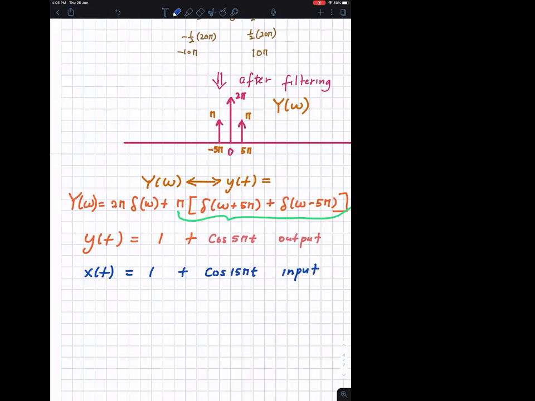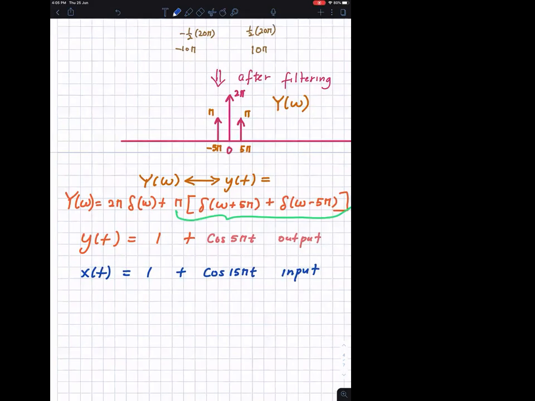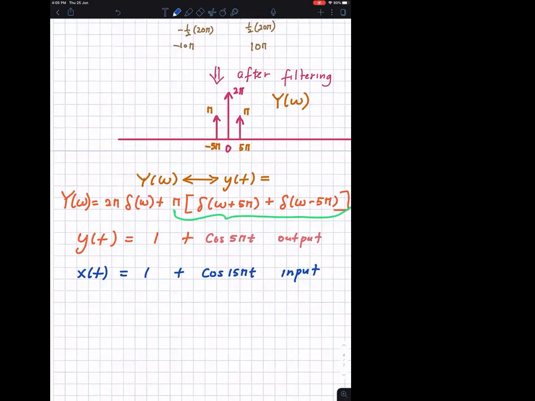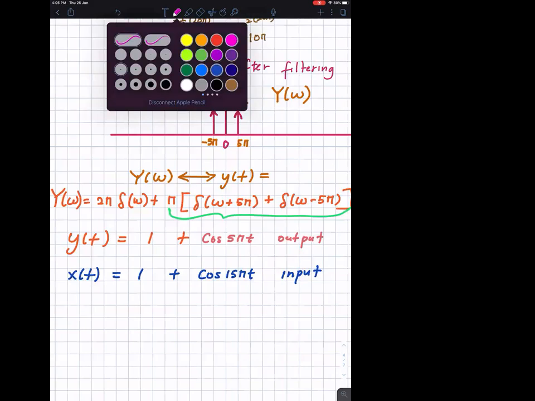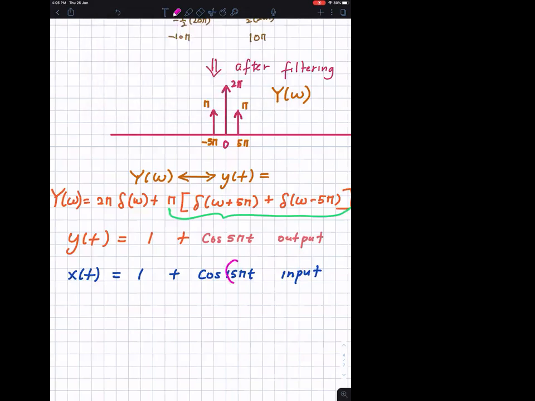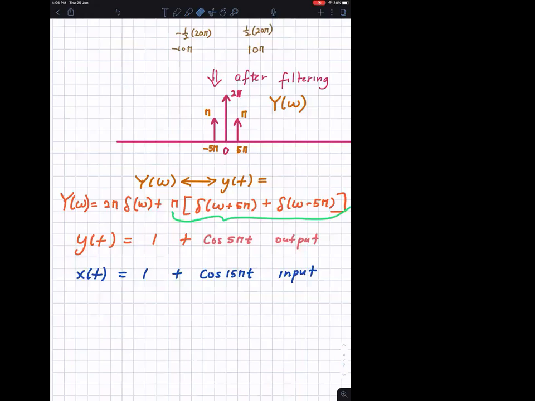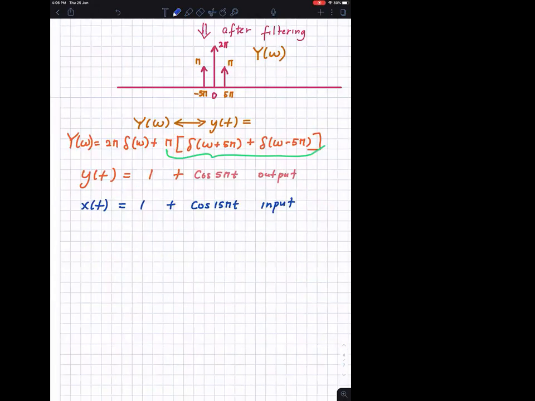Is the input same as output? No. Why is it no? Because we already lost the frequency. It was 15 pi, now the output is coming at 5 pi. So we have lost the signal. This is a filter. When you recover the signal, they should be the same, but they are not the same. Therefore, we have lost the signal.